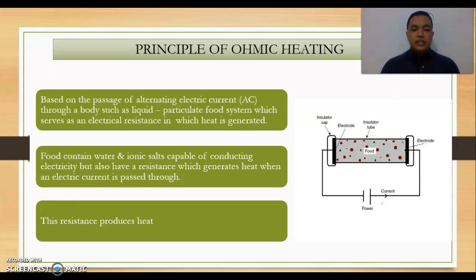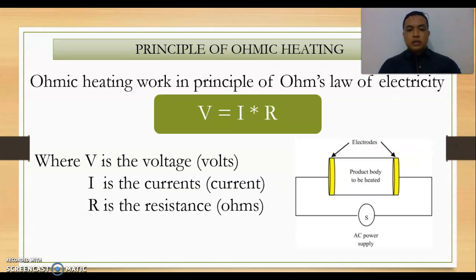So the most commonly used heating technique for liquids relies on heat transfer from a hot surface. This heat can be generated directly via an electrical heating element or indirectly from a hot medium, for example steam. So this method requires a temperature gradient to transfer heat to the processed liquid, and as such the surface is at a higher temperature than the product. Ohmic heating works on the principle of Ohm's law of electricity, where V is voltage in volts, equal to I times R, where I is the current and R is the resistance.